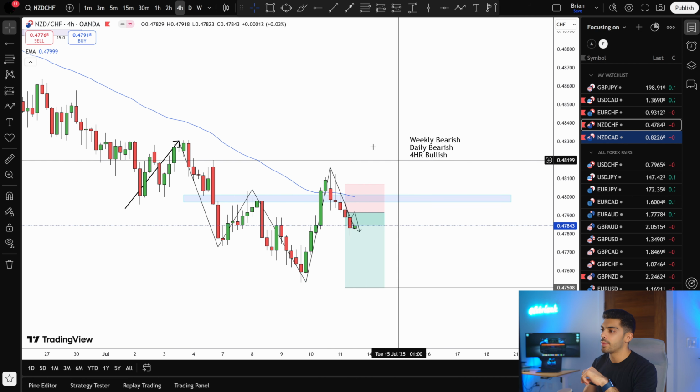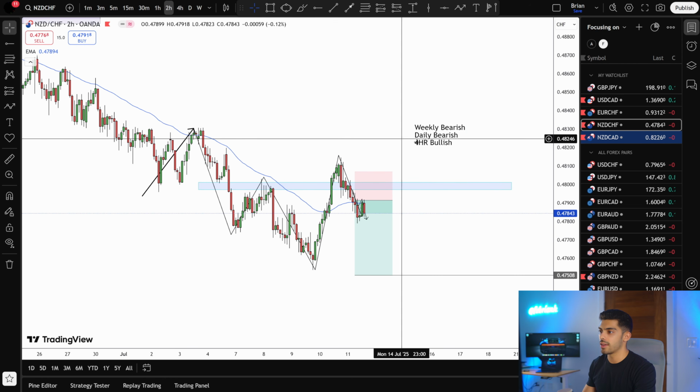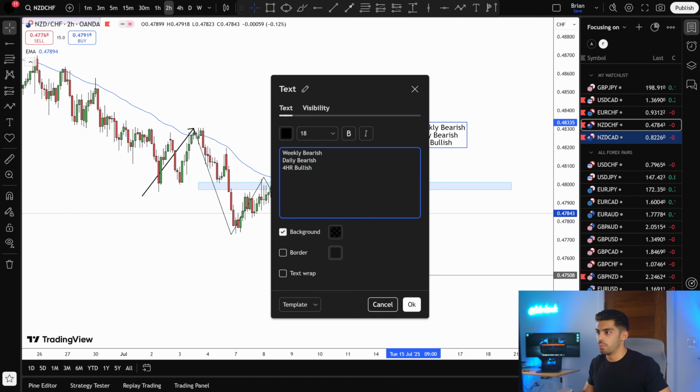However, let's say you have, let's go down now into the 2-hour time frame, which is another time frame that I like looking at. This one is also bullish. So same thing, basically. We have a bullish time frame right here.